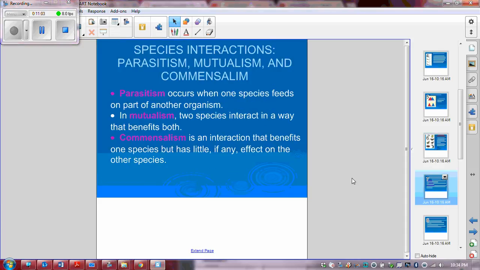So parasitism is, I think everybody knows what a parasite is. It's like a tick, right, or lice. It's when the species feeds off of another one. It can be an external parasite, like the lice or ticks. It can be an internal parasite, like tapeworms.